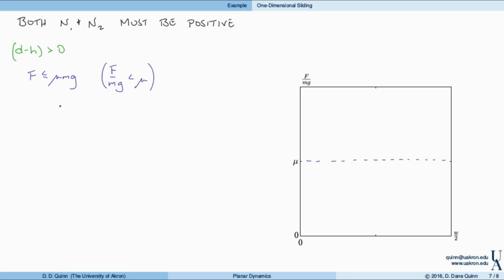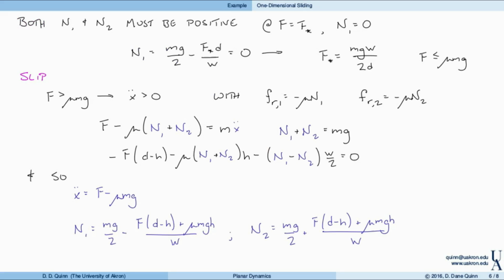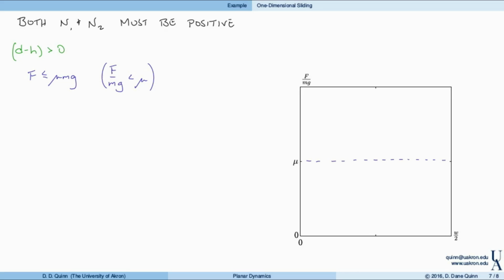And remember that the critical condition for that was given as F star equals mg times w over 2 divided by d. So looking at that, we can find that F star over mg equals w over 2 divided by d. So if F over mg is less than this value, which again is w over 2 divided by d, then we have stick. And if it's greater than this value, then we have roll.